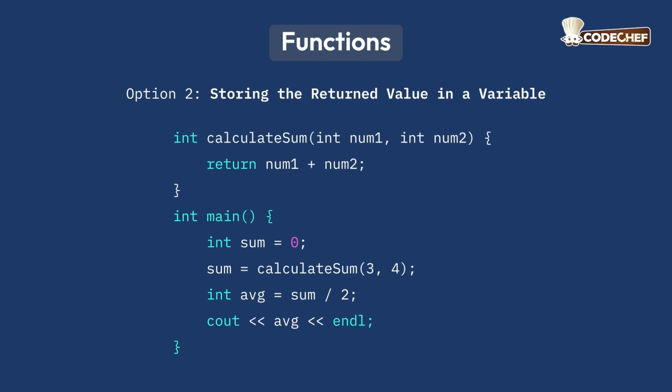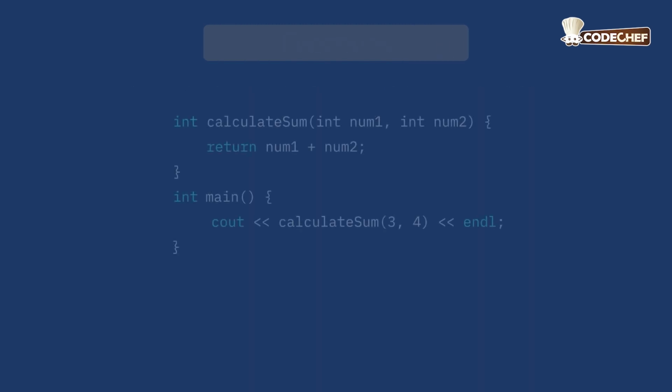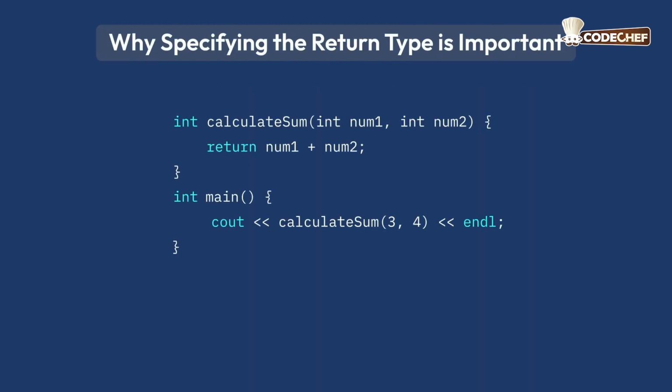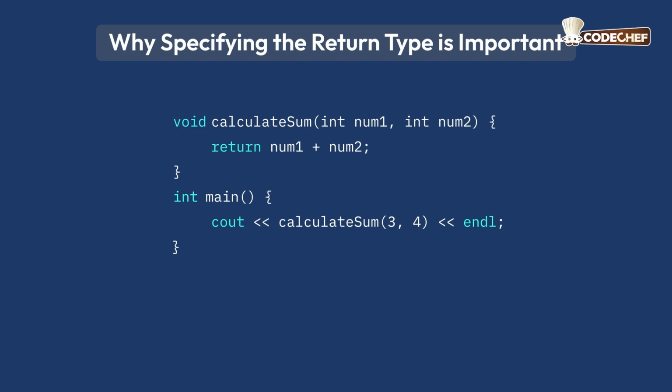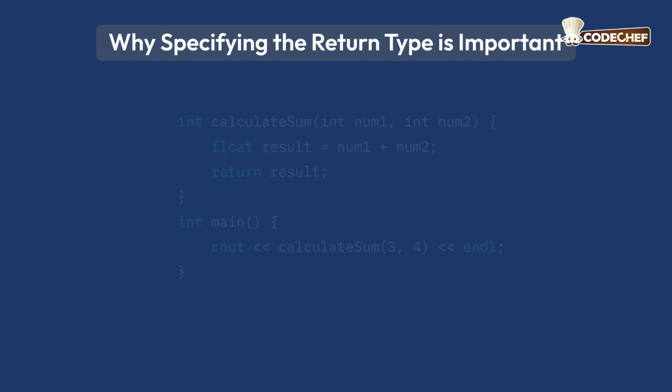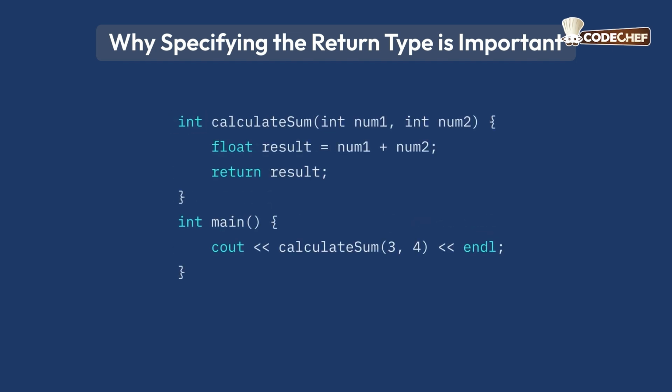Every function that returns a value must declare its return type in the function definition. If the function returns int, the return type is int. If it returns a float, the return type is float. If it doesn't return anything, the return type is void. If the return type and the returned value don't match, the compiler will throw an error.